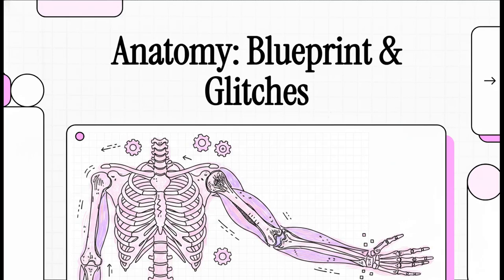All right, let's jump right into this explainer. Today, we're taking a deep dive into the absolute architectural marvel that is the human body. Specifically, we're looking at the blueprint for the upper limb and the thorax. But we aren't just going to look at when things go right. We're also going to explore the glitches. What happens when this incredibly complex machinery goes, well, a little off script.